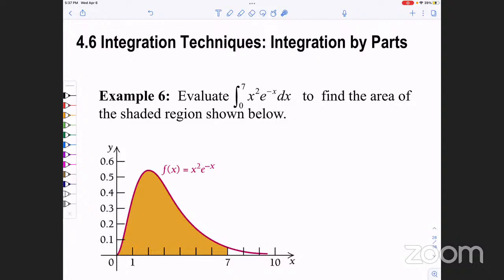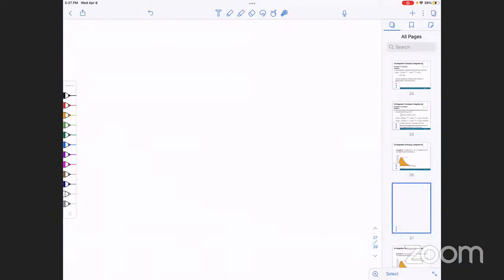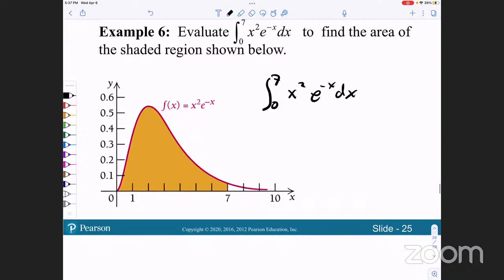Evaluate this to find the area of the shaded region below. Okay, let's do integration by parts. Now, usually with these, you're gonna have to do it a couple of times. So let me give myself some space. So I'm gonna add a page. Let's get a copy of the original. We got this integral from 0 to 7, x squared e to the negative x dx. We might have to do it a few times. Now, I think with this one, actually, there was a table, right?